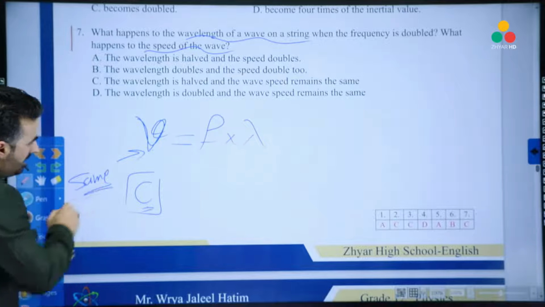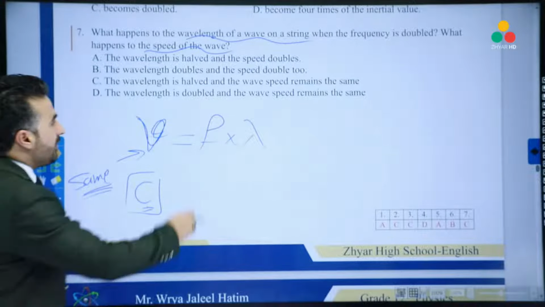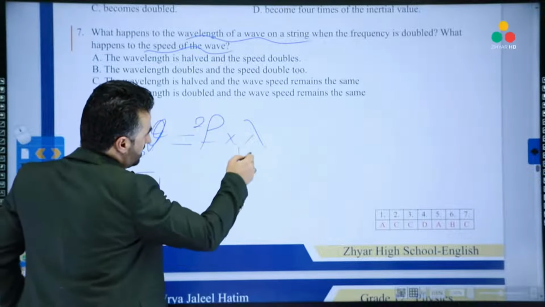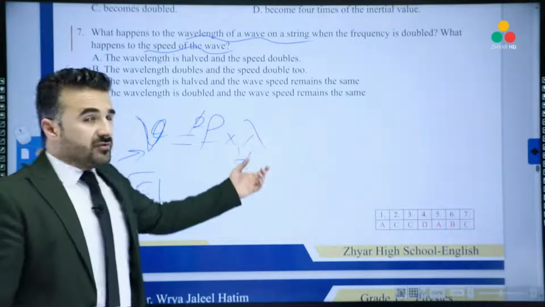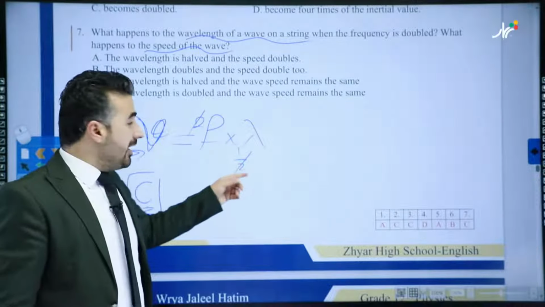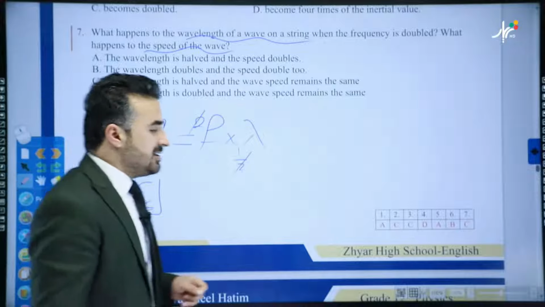All right, that is the same. Okay, so if the frequency is doubled, then of course the wavelength has to be halved, yeah? So what happens to the wavelength? It will decrease to half, all right? But then the speed will always stay the same.